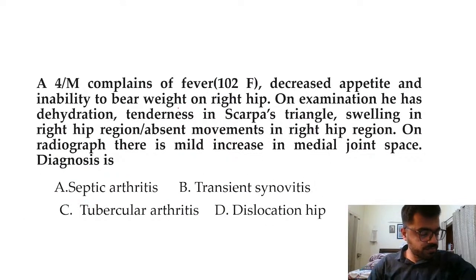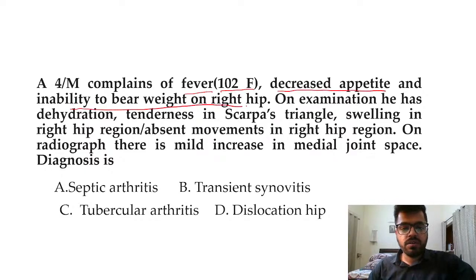So here is a question. A 4-year-old male complains of fever which is high grade 102 degree Fahrenheit, decreased appetite, inability to bear weight on the right hip. On examination, he has dehydration, tenderness in Scarpa's triangle, and swelling in the right hip region with absent movements in the right hip. On radiography, there is mild increase in medial joint space. What is the diagnosis? Septic arthritis, transient synovitis, tubercular arthritis, dislocation hip.